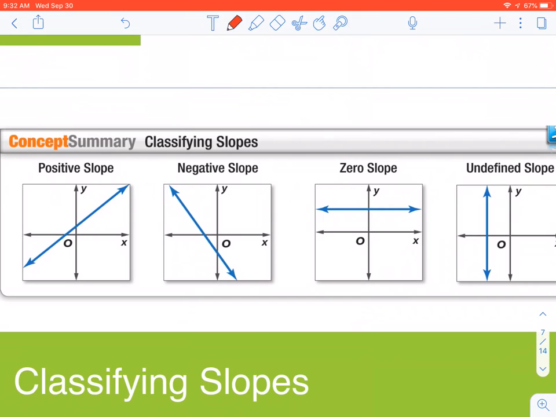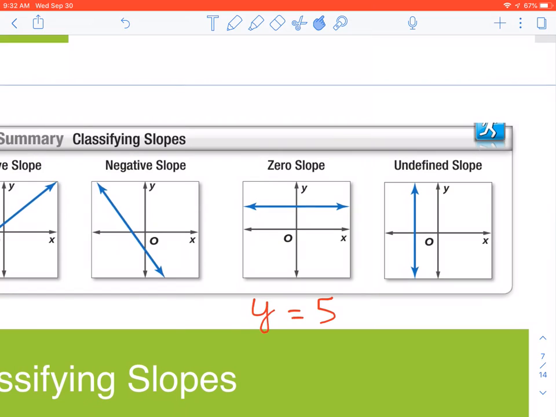So an example for this might be y equals 5. And then there's a horizontal line across the 5. Undefined slope is when we have a vertical line. And that would be something like x equals negative 3, this line here. So that line is drawn all the way up and down the negative 3 mark on the graph.